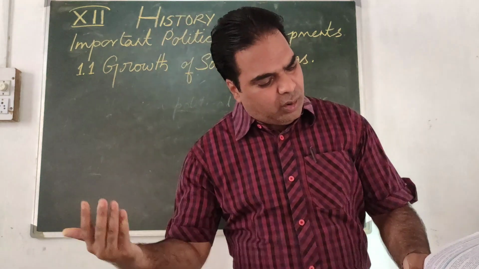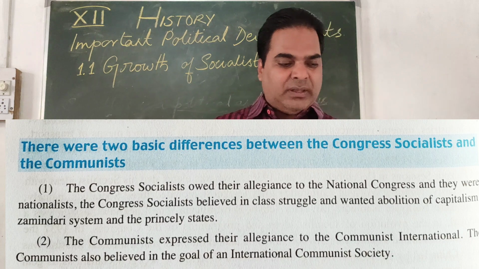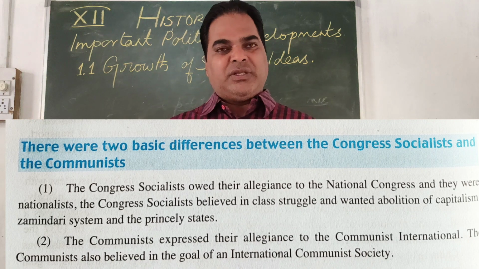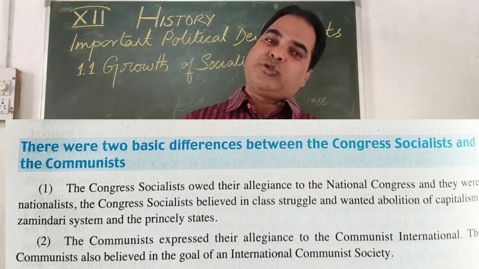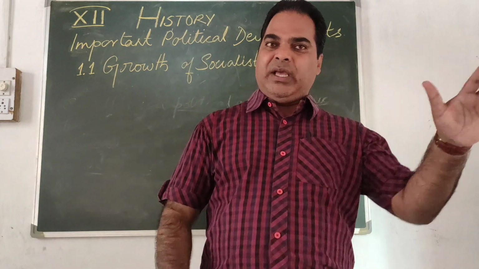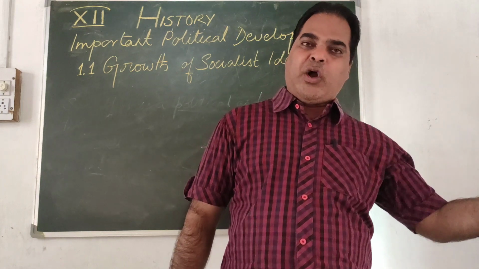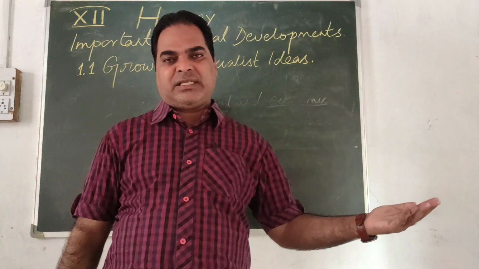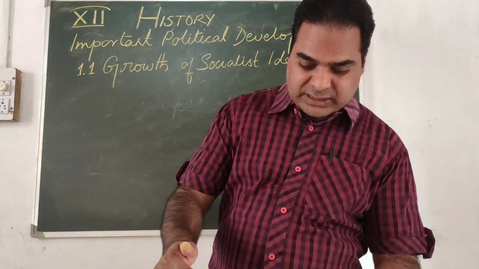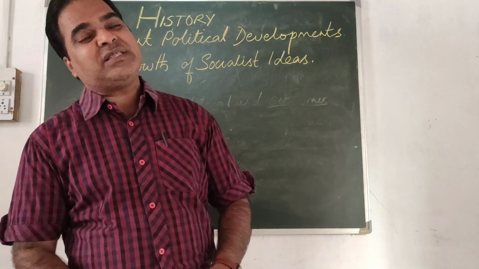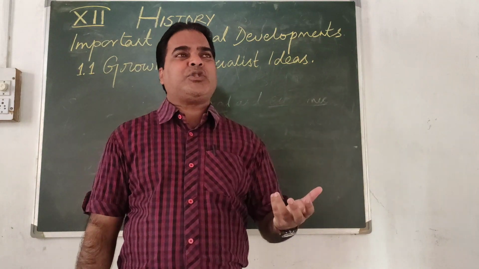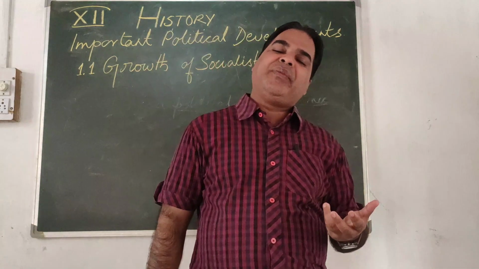Whereas communists expressed their allegiance to the Communist International, and the communists also believed in the goal of an international communist society. So here they believe in the Congress acceptance of national freedom, whereas the Communist Party believes in the success and the goal of the Communist International. So this is the basic difference between Congress Socialism and the Communist Party of our country.